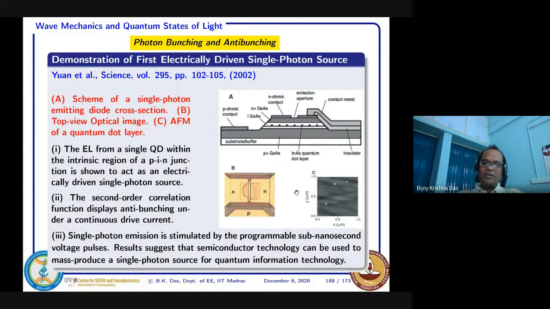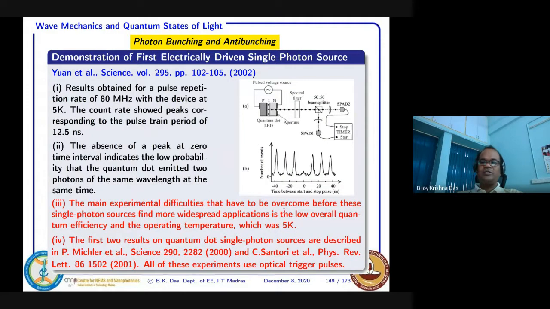And if you see the AFM, atomic force microscopy with very good resolution, it shows the quantum dot positions after growing as these white spots. These are quantum dots, and you can see some luminescence. Then using this, they did a correlation measurement under forward bias, where they give a pulsed voltage source. You see an 80 megahertz repetition rate, and the device is kept at 5 Kelvin low temperature so that your excitons are not really collapsed.